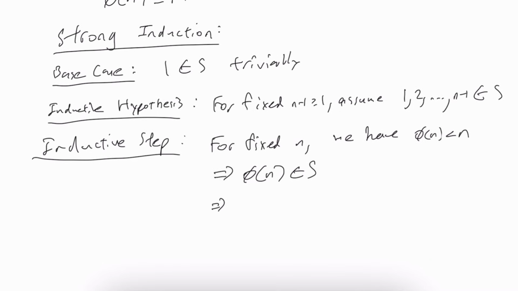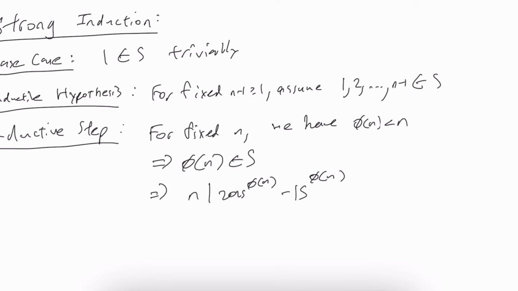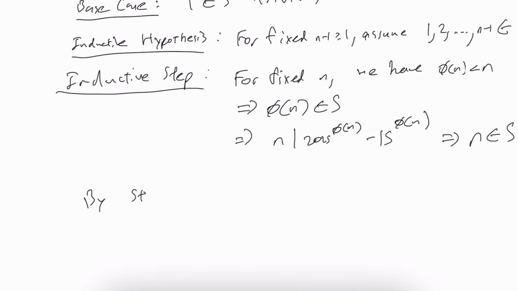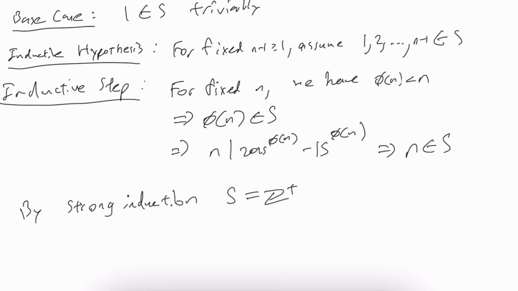And so when we showed that n divides 2025^(phi(n)) minus 15^(phi(n)), n dividing that implies n is also in S. And so by induction, we just have S is equal to all of the positive integers. And that completes the proof.